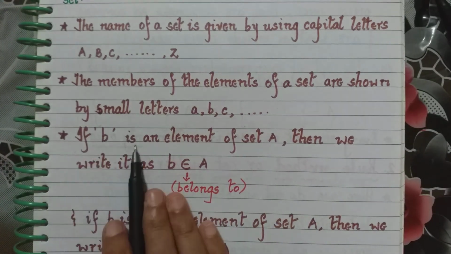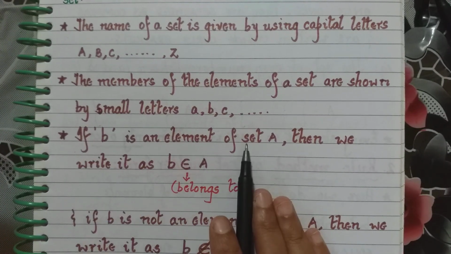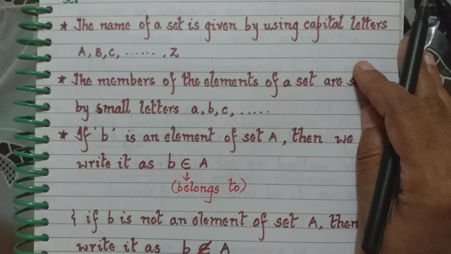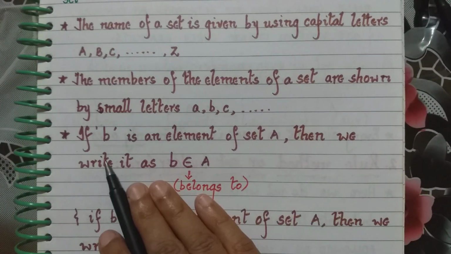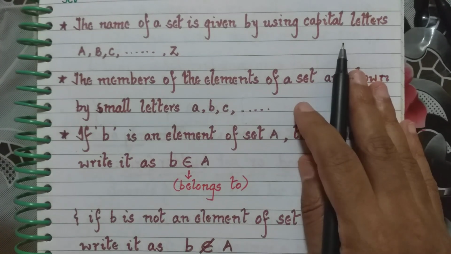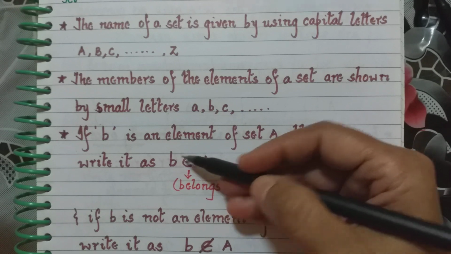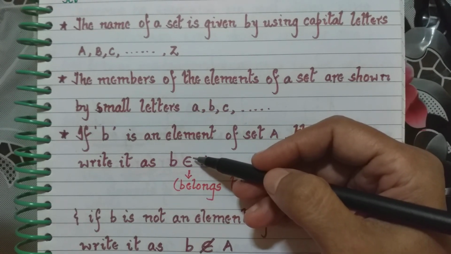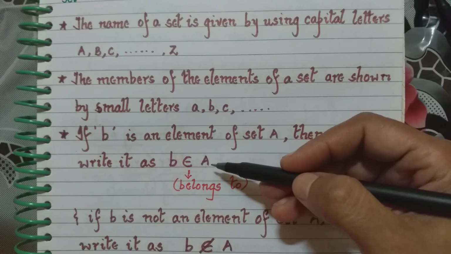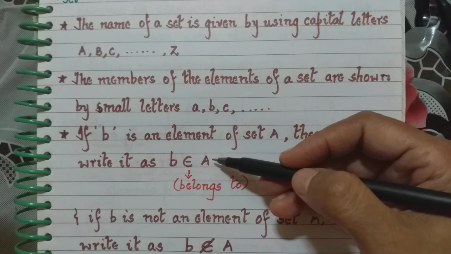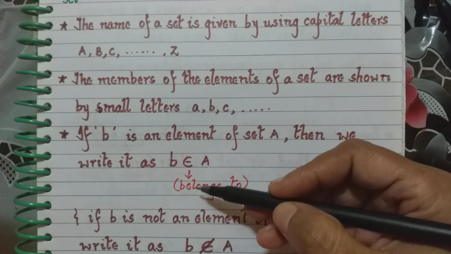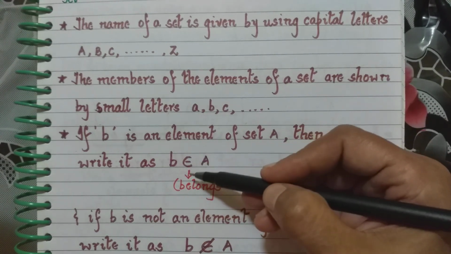Now they have given here an example. If b is an element of set A, that is if this letter b is an element of set A, then we write it as b and there is a symbol here and written A. Now what does this mean? This element b, this symbol means belongs to. So b belongs to, what is this A? We said that the set is usually represented by capital letters. So b belongs to set A.